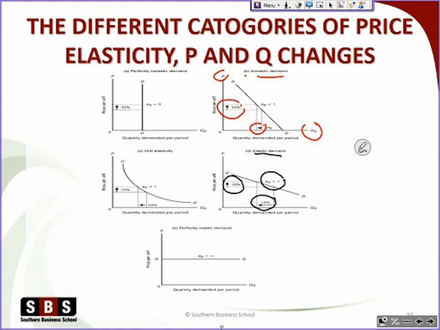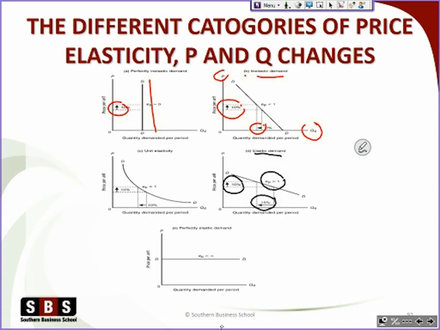Now, from that you can move on to perfectly inelastic. The perfectly inelastic curve is a vertical curve like that. That means there can be a change in the price of 10%, and there will be no change in demand at all. That's perfectly inelastic.